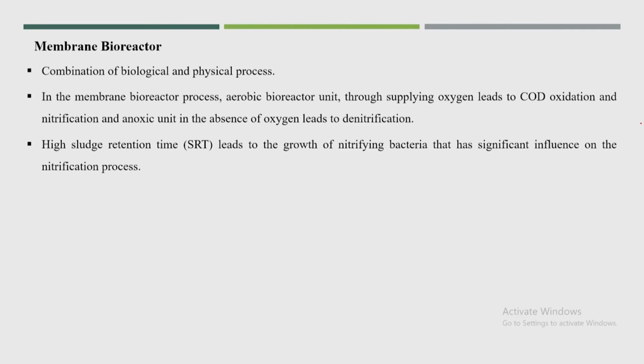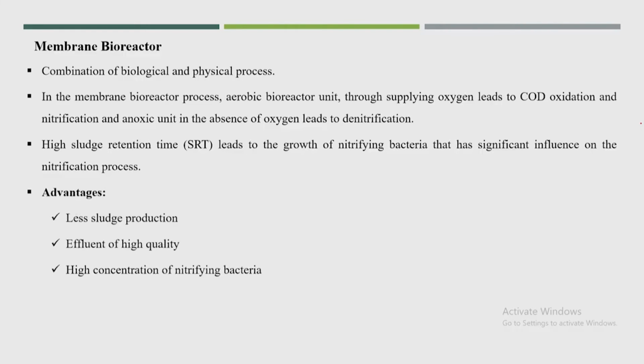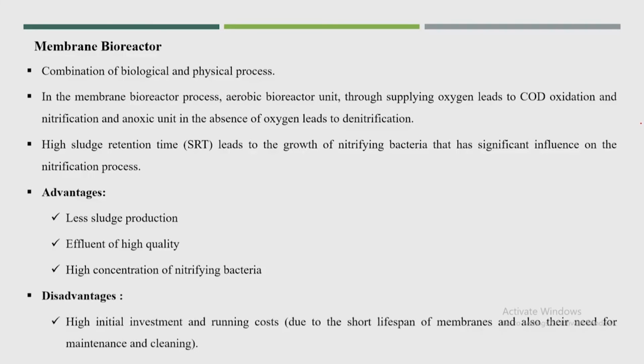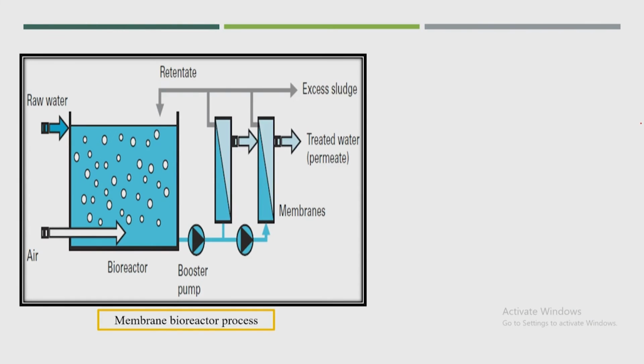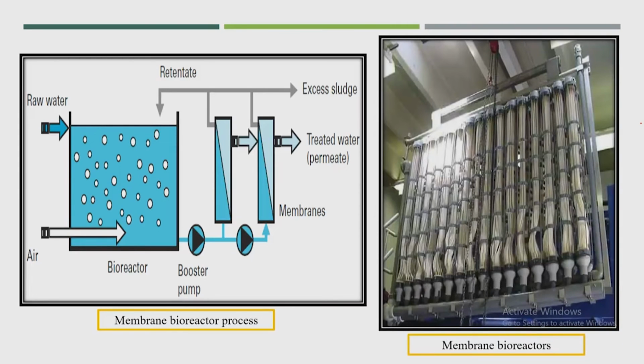And the benefit of these membrane bioreactors is that they lead to the growth of nitrifying bacteria. So, not only will the carbonaceous pollutants get removed, but the nitrogenous compounds will also get nitrified. So, the advantages could be less sludge production, effluent of high quality, and a high concentration of nitrifying bacteria. But the disadvantage is only the high investment cost. So, this is a small sketch of a membrane bioreactor. So, this is the membrane.